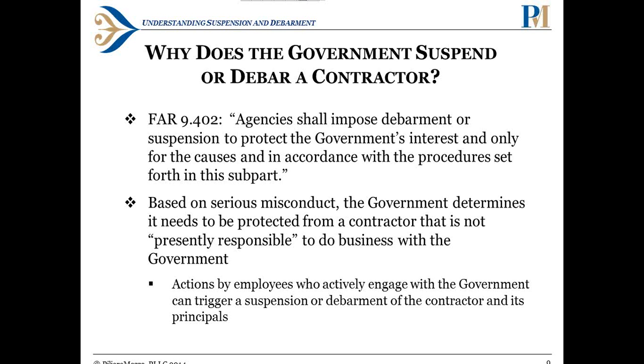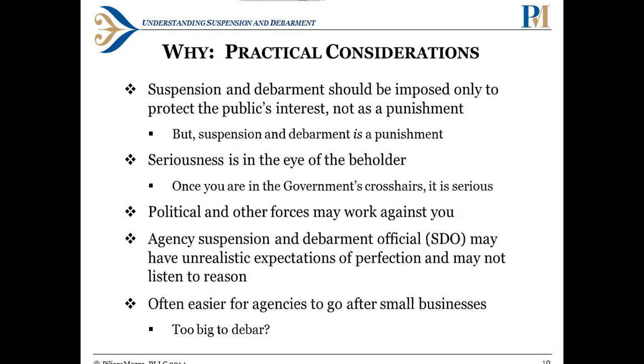And I think the word presently there should be emphasized. I'll talk about this in a moment, but it is supposed to be about protection from a contractor that in that moment is not responsible to do business with the government. And you should also be aware that the government can suspend or debar a contractor based on actions by the employees of the contractor, even lower level employees who are actively engaging with the government.